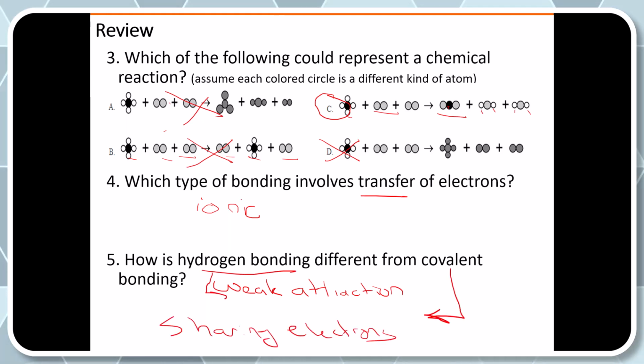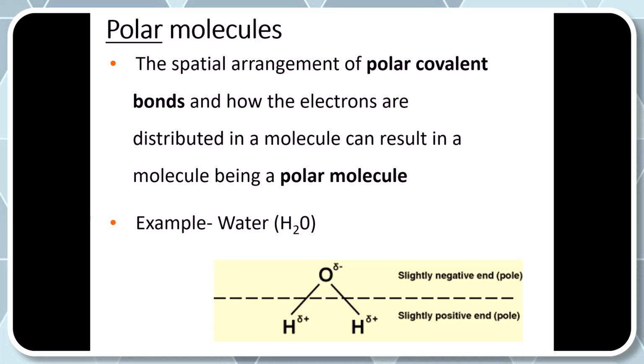Sharing electrons. Okay. So that brings us to polar molecules. With polar molecules, the spatial arrangement of polar covalent bonds and how the electrons are distributed in a molecule can result in a molecule being a polar molecule. So water has both polar covalent bonds and the entire molecule, because of the shape of the molecule and distribution of electrons, makes it a polar molecule. So the entire molecule has a slightly negative end and a slightly positive end.